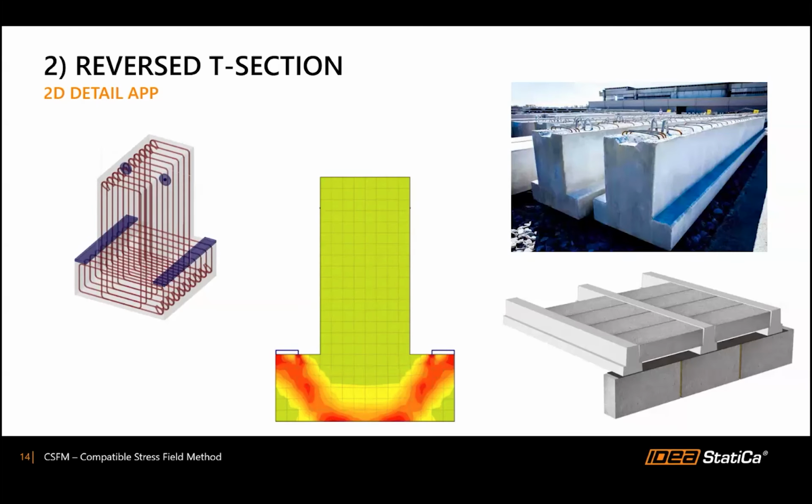Right now it's time for the first workshop example. It's this reverse T section. You can see on the right part of the screen where it's used, and I would like to show you how you can very quickly handle this problem in the application Detail. So let me just jump into the application.